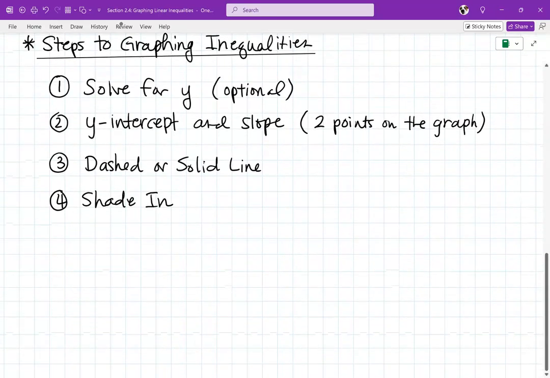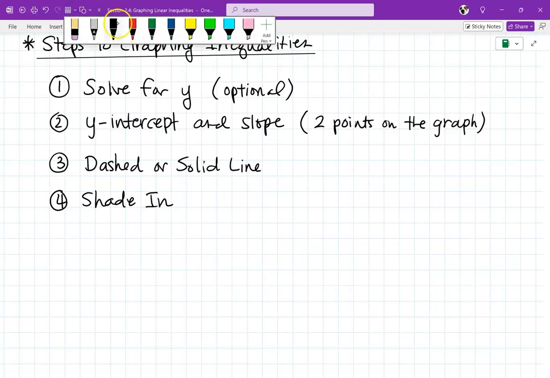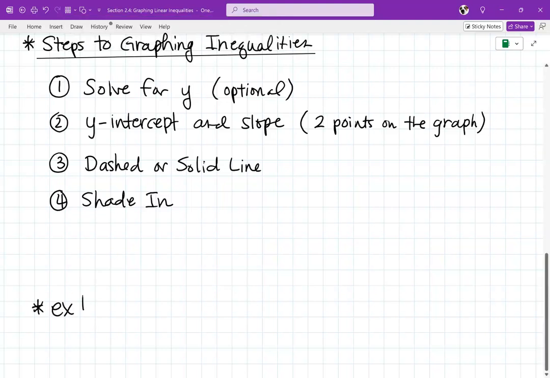So let's do some examples. By the way, these problems don't take very long. So these problems don't take very long. If they're already set up for you, they're pretty fast. Okay. So here we go. Let's do example number 1. I'm just going to put graph.